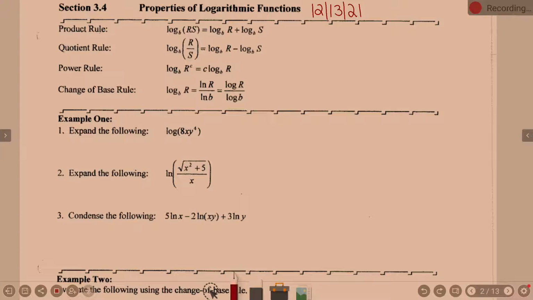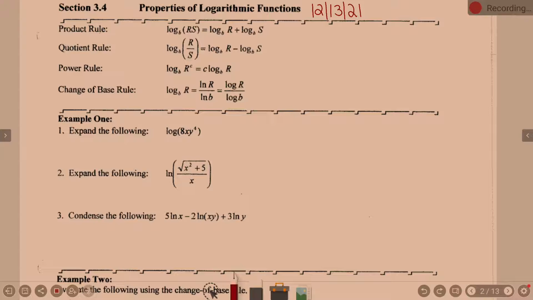Lesson 3.4 is our properties of logarithmic functions. Just some properties about how logs work. How can we manipulate the logs? How can we use logs? If we were going to have time to do lesson 3.5, it'd be solving equations, and how do we deal with the logs when we're solving equations? Those type of pieces there.